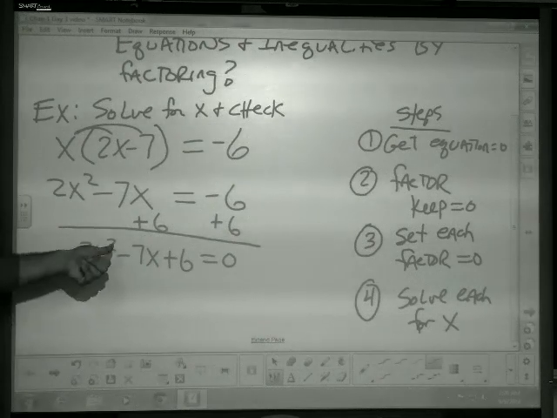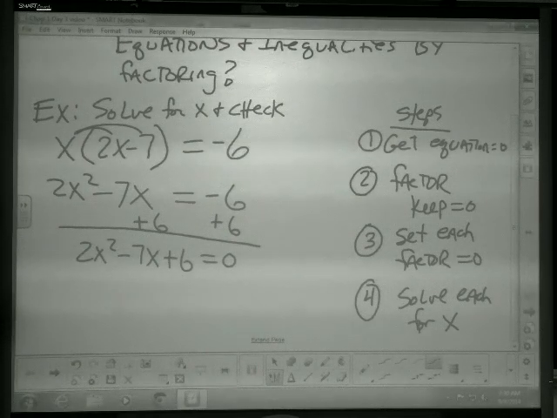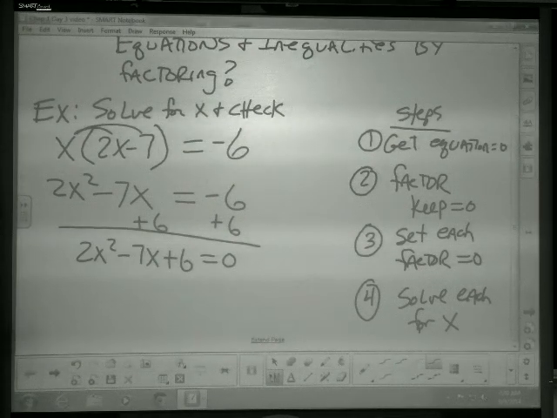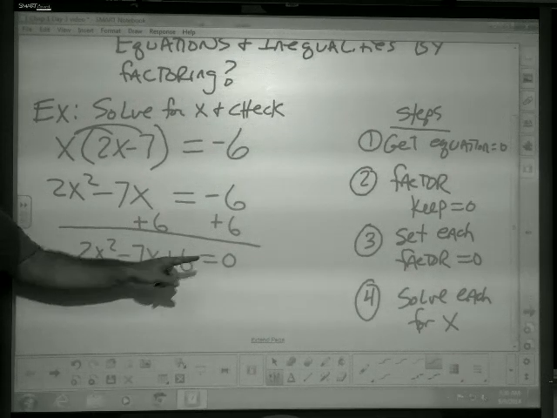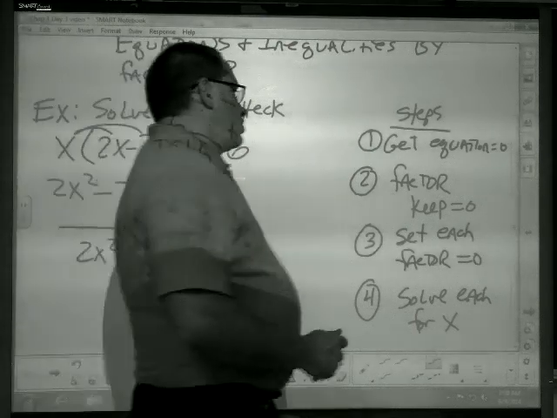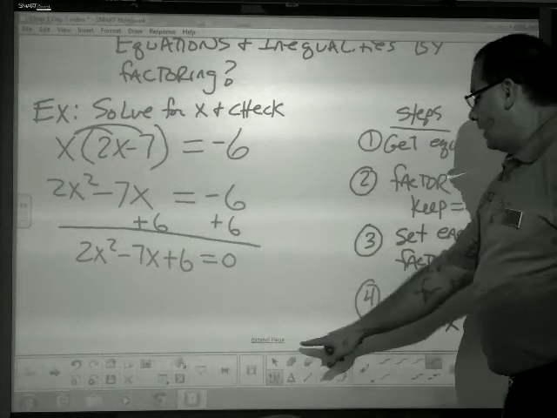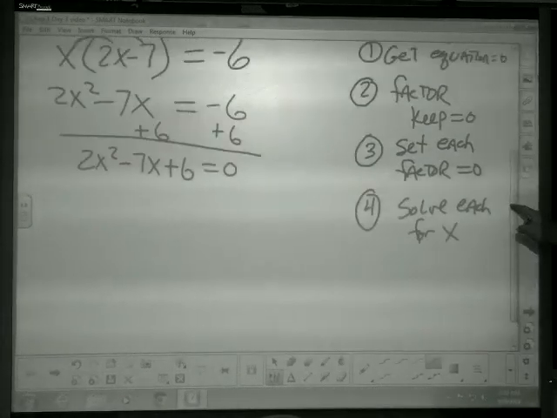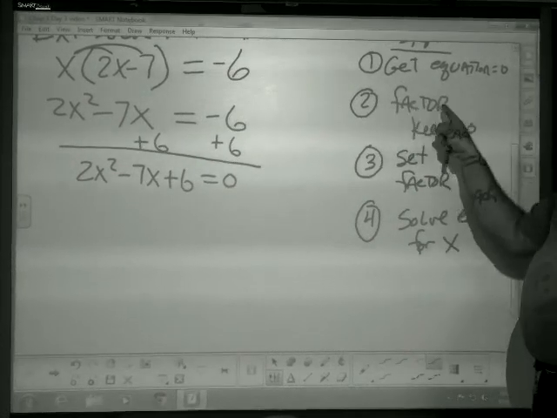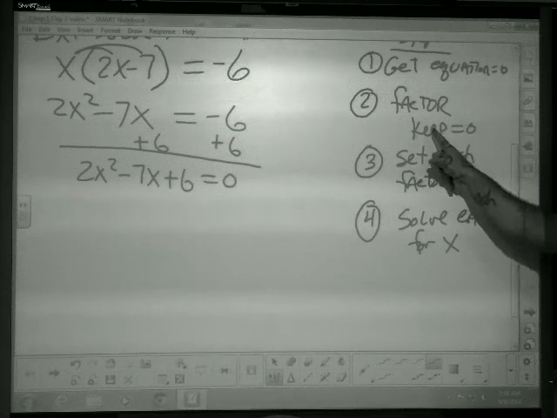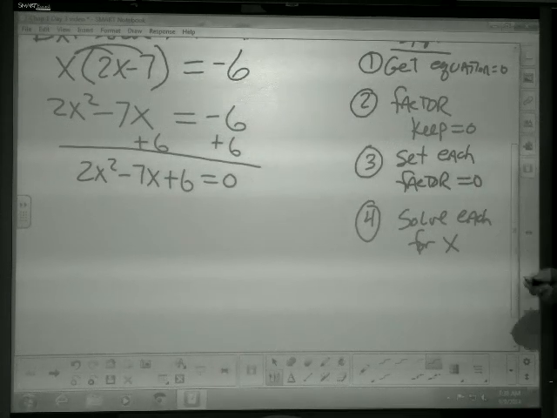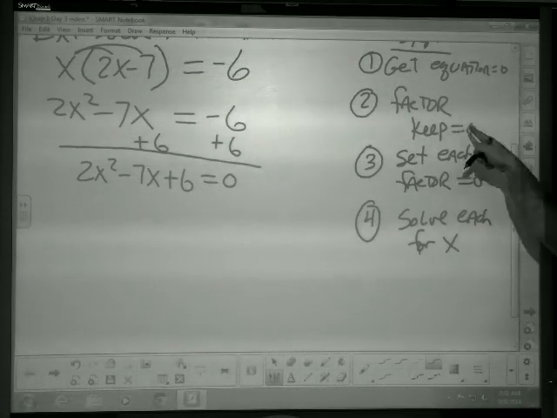So it now definitely looks like a quadratic because it has an x squared. It is now equal to 0. And so whenever we see an equation, and it's an equation because of the equal sign, and a quadratic, we know that we're going to have to now take step 2, which is to factor. But after you factor, remember it's an equation, you still have to keep it equal to 0. So factor and keep the equation equal to 0.